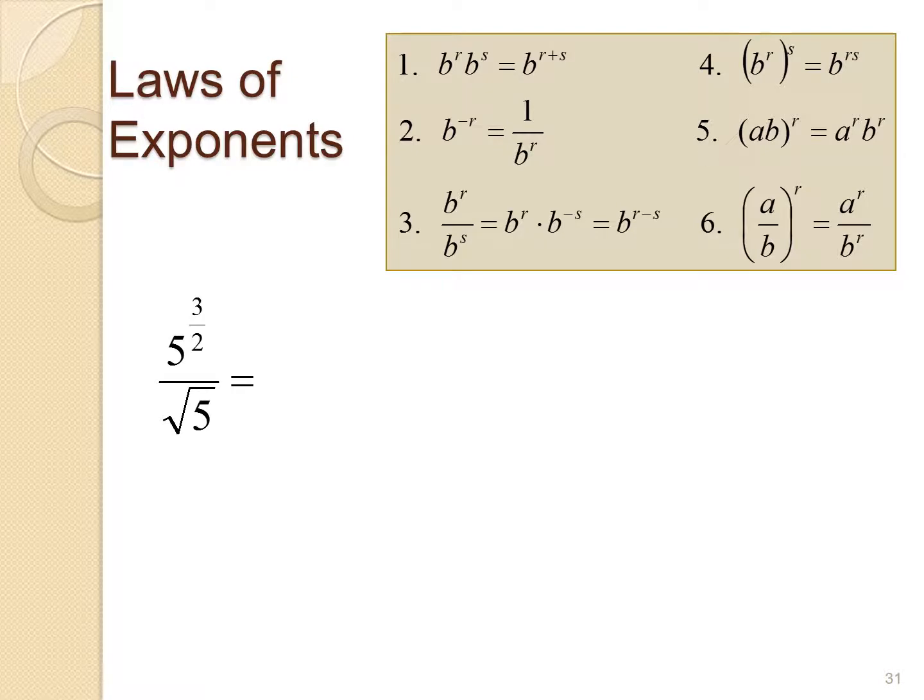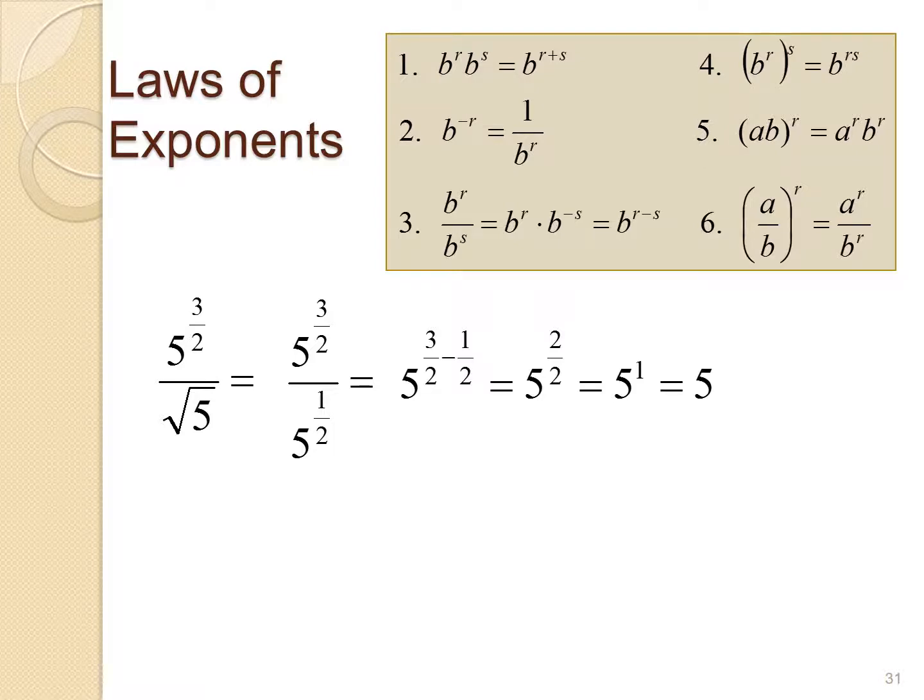Another example: convert the square root of 5 that's in the denominator to exponents. Now it's simple: 5 to the 2/3 divided by 5 to the 1/2. We look at the laws above and say, oh, it's the same base, it's the same 5. So now we simply subtract. So 3/2 minus 1/2 is 2 over 2. Well, 2 over 2 is 1, right? So it becomes 5 to the first, which is, of course, equal to 5.